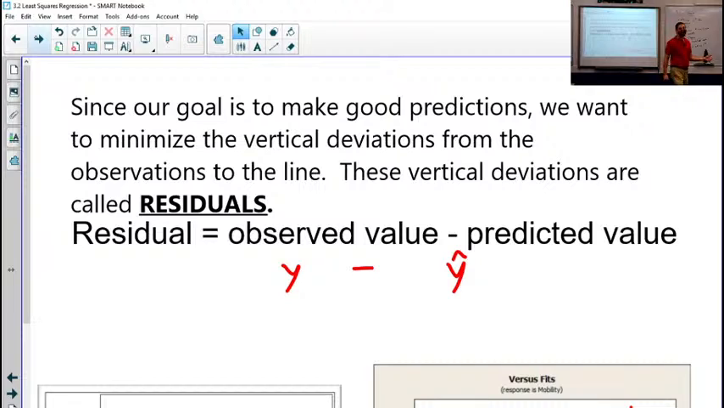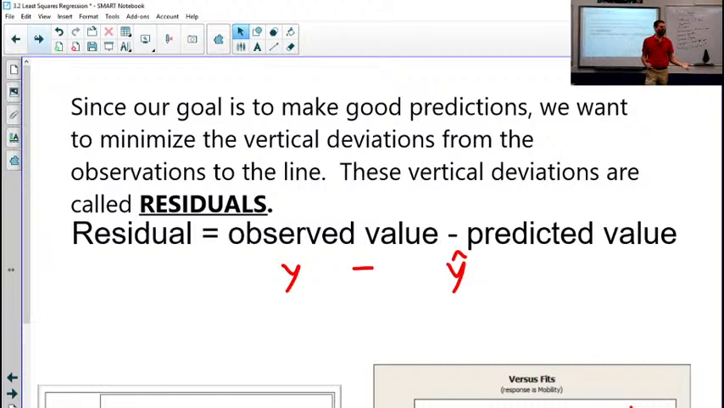Since our goal is to make good predictions, we want to minimize the vertical deviations from the observations to the line. In other words, how far away the point is. These are called residuals. So a residual is basically how far off is our prediction from the data that we actually observe. So the residual is the observed value. We take the value that we actually get.